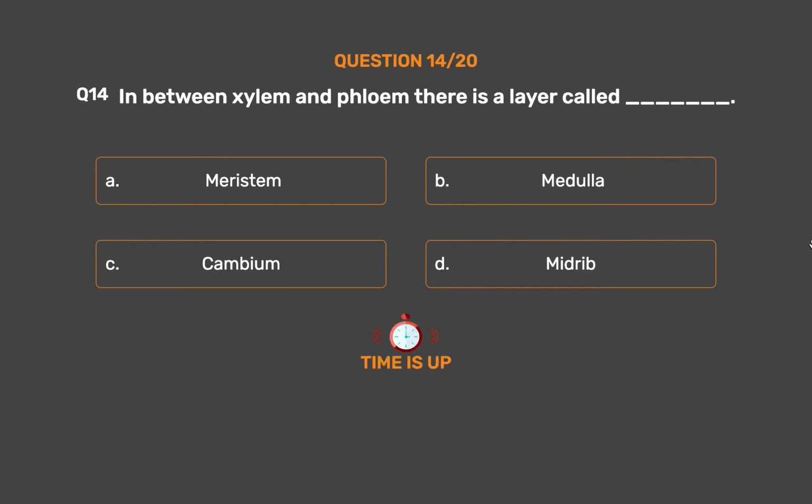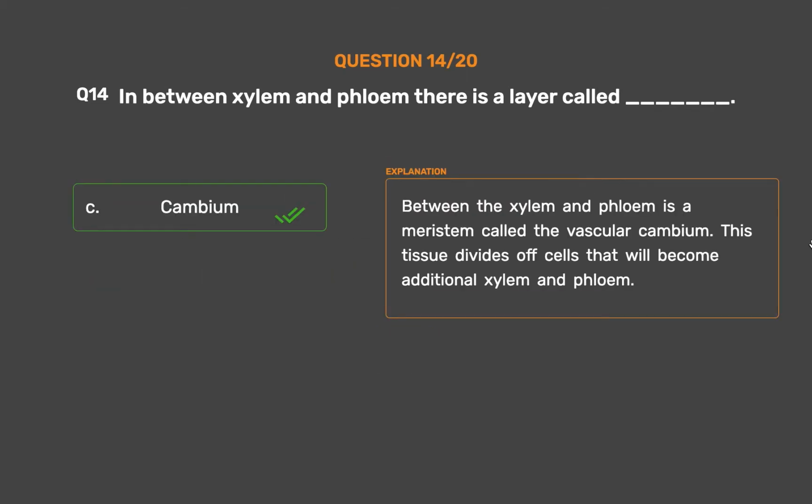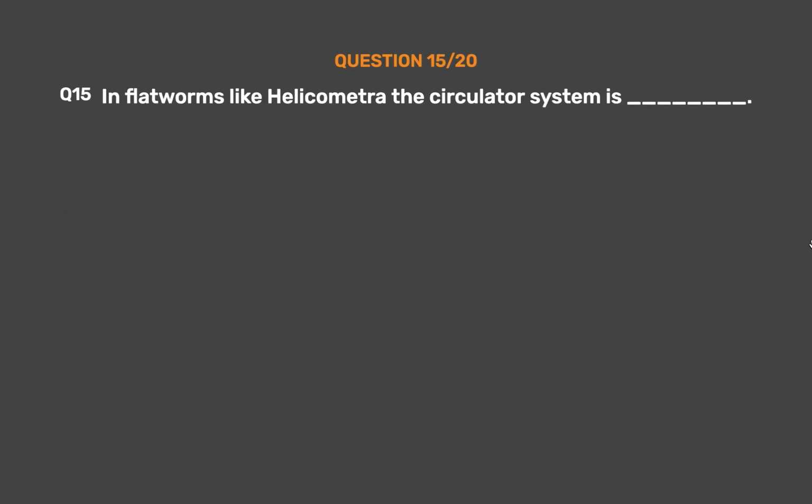The correct answer is option C. Cambium. Between the xylem and phloem is a meristem called the vascular cambium. This tissue divides off cells that will become additional xylem and phloem. Question number 15. In flatworms like Helicometra, the circulatory system is underscore.